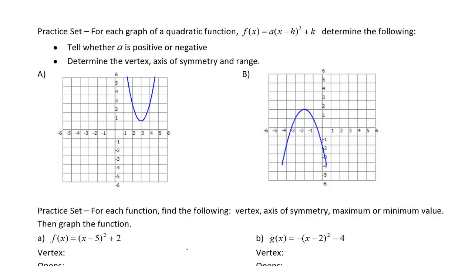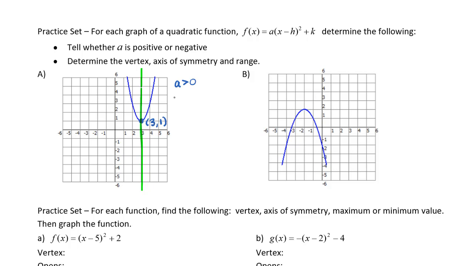In part 1, or part A, we have a parabola opening upwards with a vertex in the first quadrant. We can list the vertex value, which is at coordinate point 3, 1. The axis of symmetry is at x equals 3. And we can see the parabola is opening upwards. If it's opening upwards, we know A is positive or greater than 0. We can say A is greater than 0.